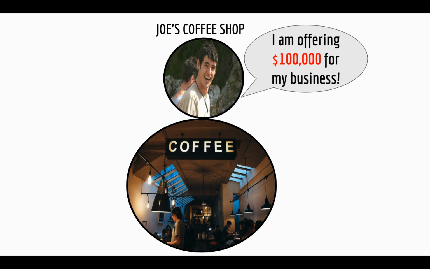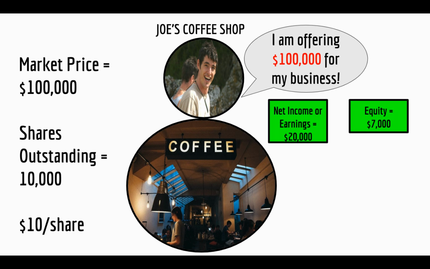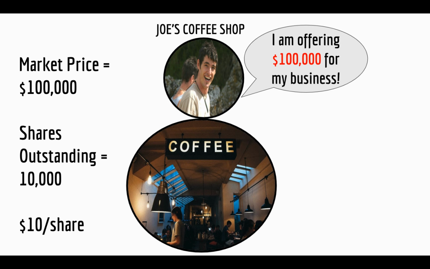So again, let's say Joe didn't get any takers for $200,000. So he has lowered the price, and now he is offering $100,000 for his business. And now instead, what he wants to do is break the company up into multiple shares or multiple pieces in the company. Okay. So instead of one person paying $100,000, he's breaking the company up into 10,000 pieces.